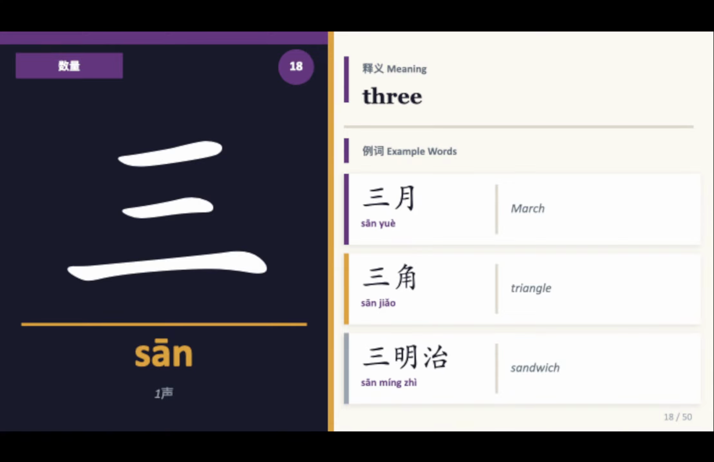三 is 3. 3月 March. 三角 like 3 angles, which means triangle. 三明治 is sandwich. It's just taken from the sound. Sandwich sounds like 三明治.